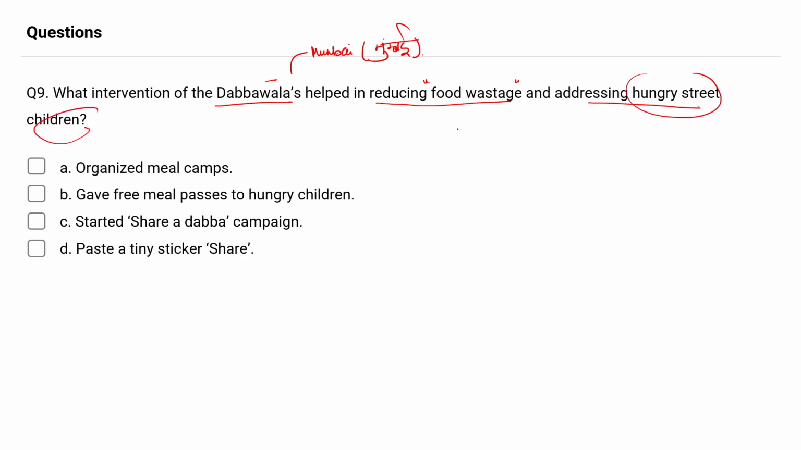All right, hungry street children. So the options are: they organized meal camps, they gave free meal passes to the hungry children, they started Share a Dabba campaign, and the fourth option is paste a tiny sticker.